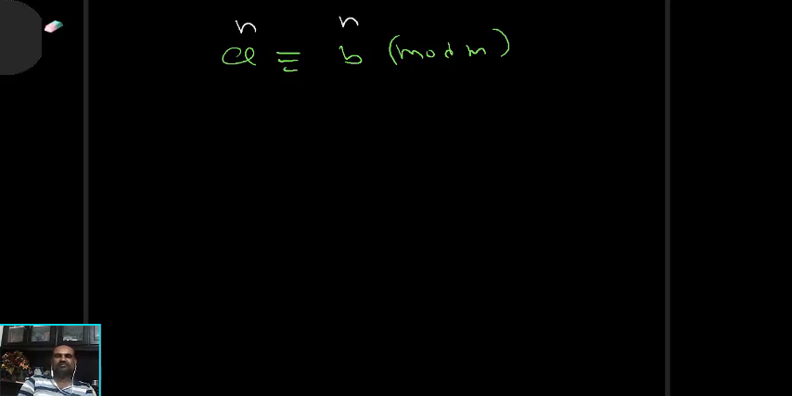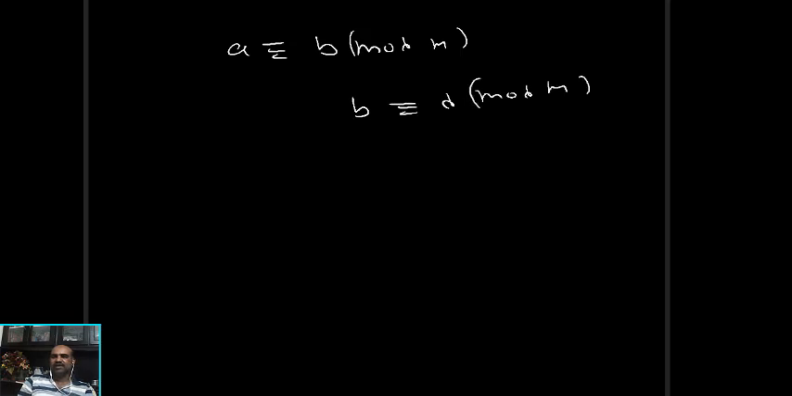After that, a very, very important property: A is congruent to B modulo M, then A power n is congruent to B power n modulo M. The last property: A congruent to B modulo M and B congruent to D modulo M, then directly we can say that A is congruent to D modulo M. These are the results.